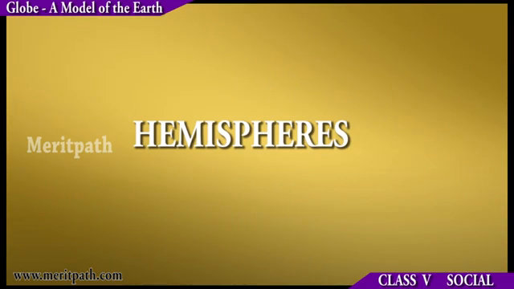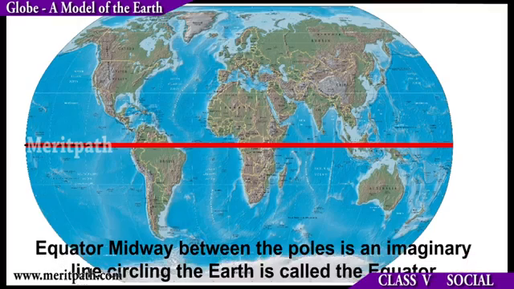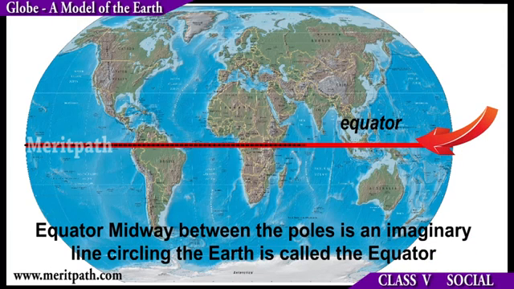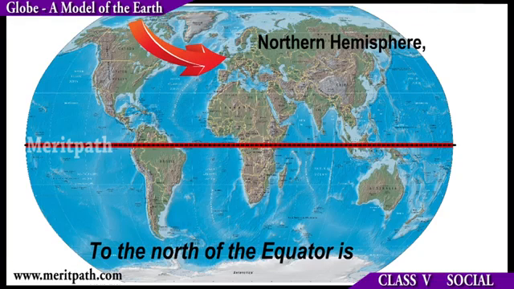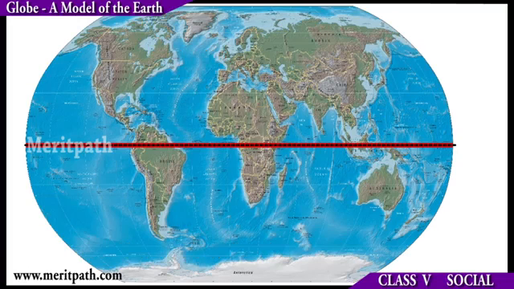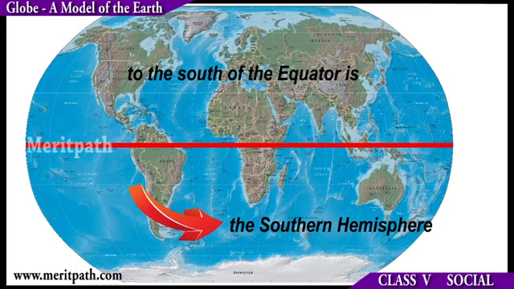Hemispheres. Equator, midway between the poles, is an imaginary line circling the Earth. It is called the equator. Equator divides the Earth into two equal halves called the hemispheres. To the north of the equator is the northern hemisphere, and to the south of the equator is the southern hemisphere.